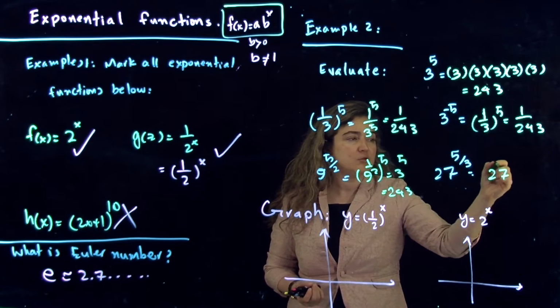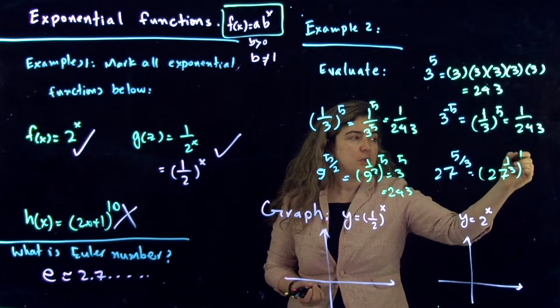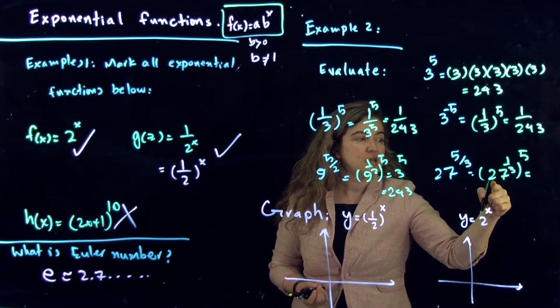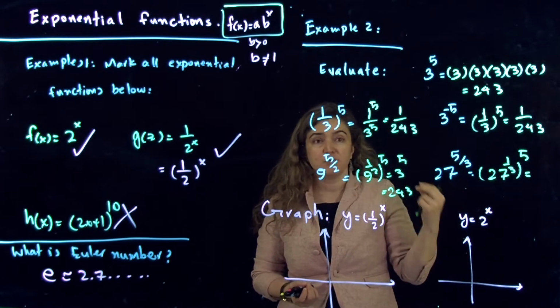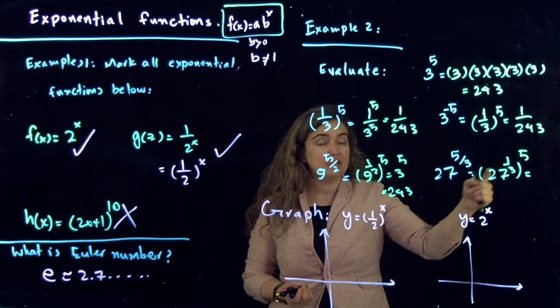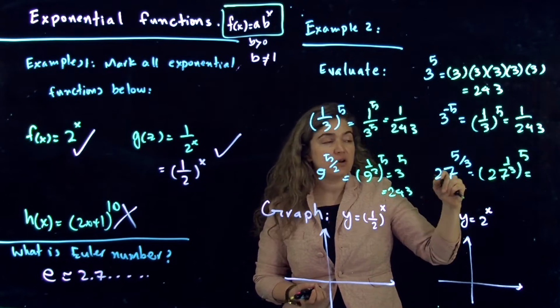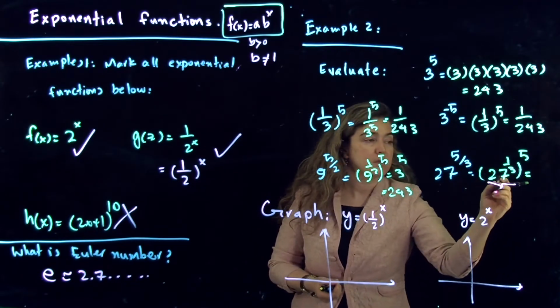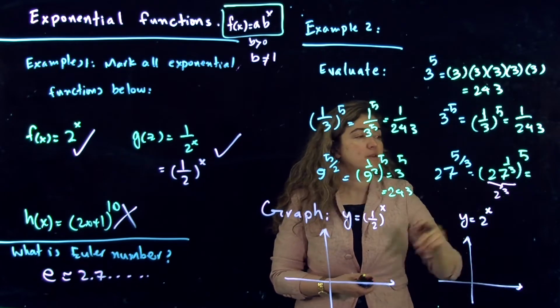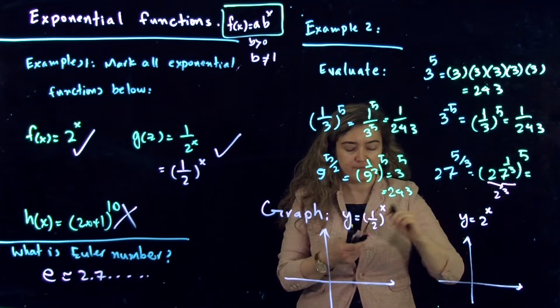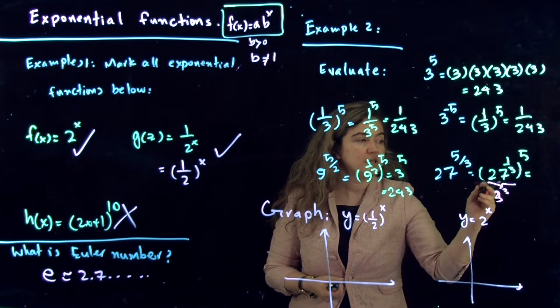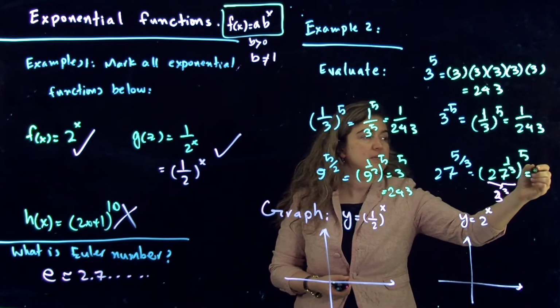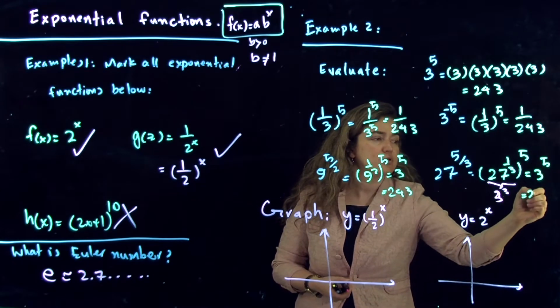Now, what is 27 to the power 5/3? Again, 27 to the power 1/3, to the power 5. 27 is 3 times 3 times 3, that's 3 to the power 3. 3 to the power 3, to the power 1/3, makes it 3, and 3 to the power 5 is 243.